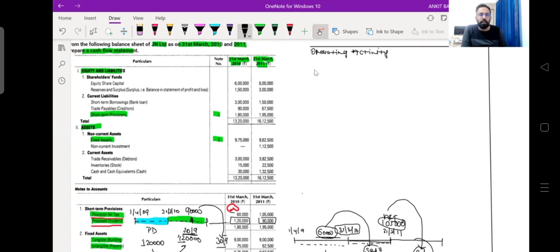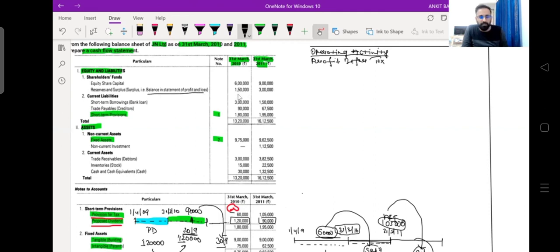Operating activity. Now in operating activity, the first line item which we will record here is profit before tax. Now let me know, is it possible to find out the profit before tax? We will follow the same method. Here, reserve and surplus is given. Reserve and surplus is the balance in the statement of profit and loss account.